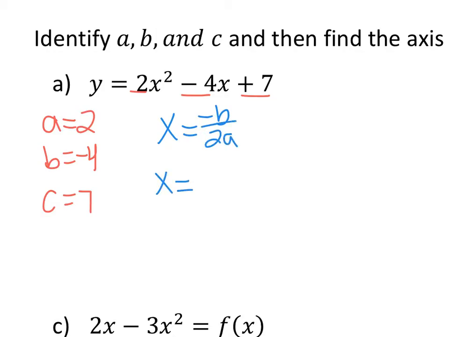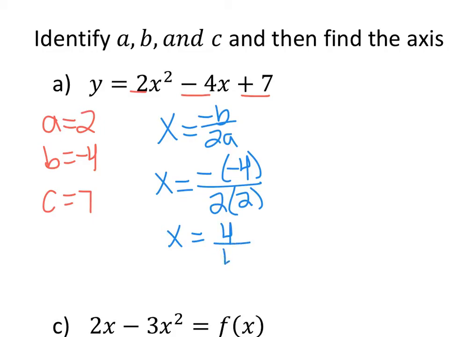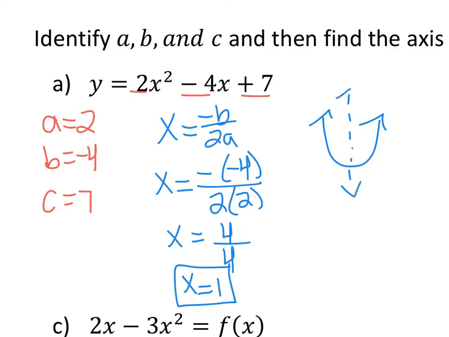X equals negative, b is negative 4, over 2 times a is 2. Simplify this. Negative 4 means positive 4, and 2 times 2 is positive 4. So your axis of symmetry is x equals 1. That means when you have your parabola drawn, this axis of symmetry is going to be on the line x equals 1.